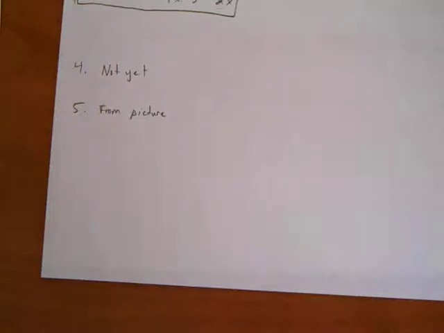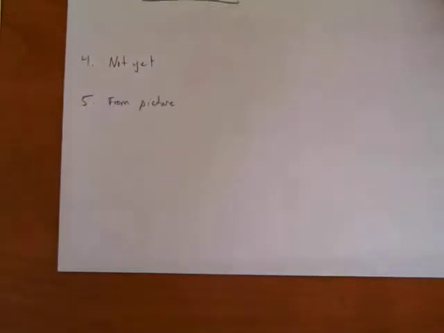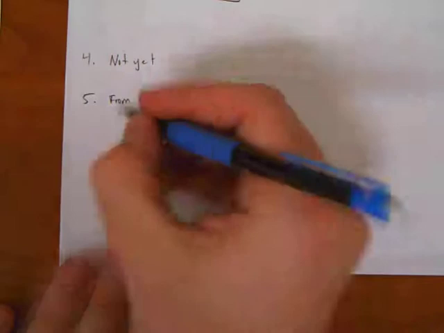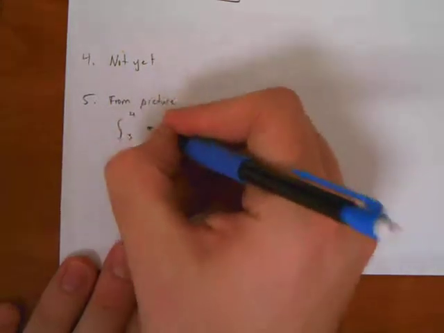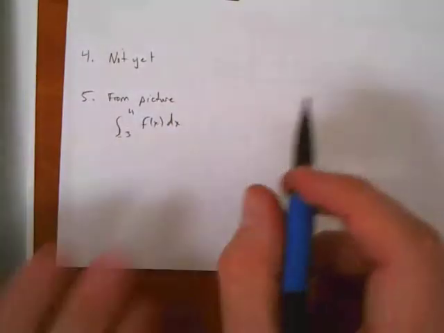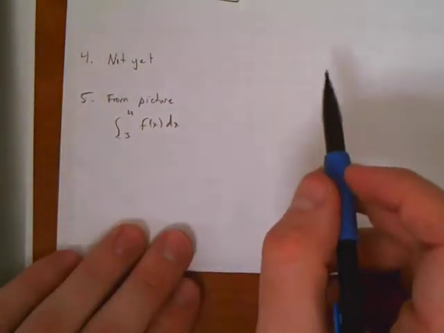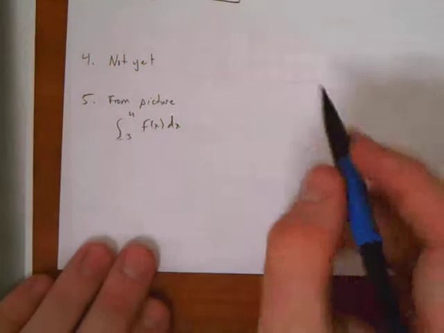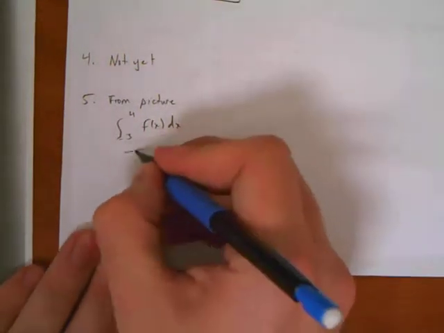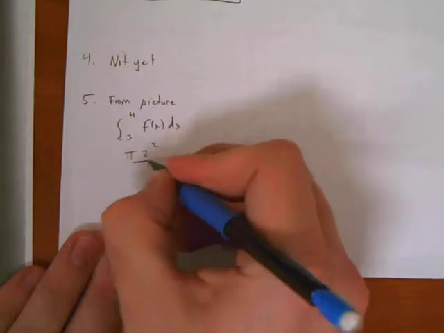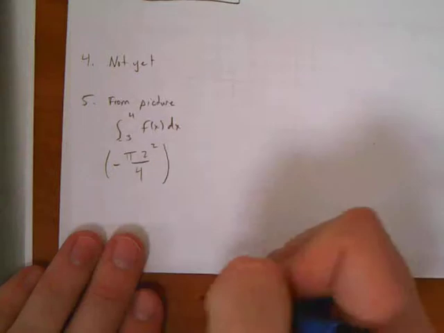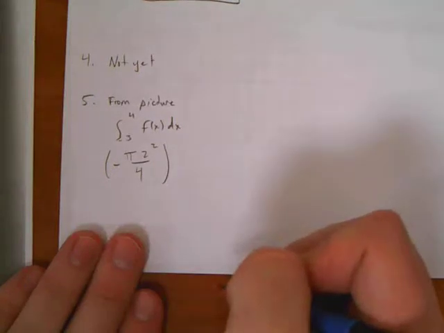Number 5, you're going to have to follow along with the picture. We're trying to find the value of the integral from -3 to 4 of the function. With the picture, there are 1, 2, 3, 4 different shapes that we have to find the area of. The first shape is a quarter circle with a radius of 2. So it's going to be pi times 2 squared over 4 because it's a quarter circle. And it's negative because it's below the axis. That's from -3 to 1.